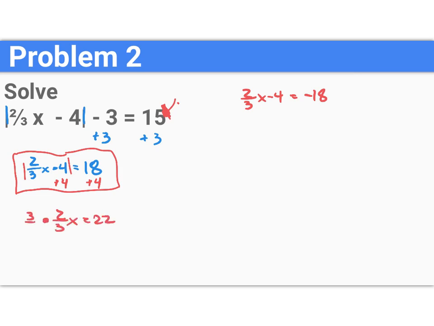So if we solve by the inverse, 2/3 x equals 22, and multiplying by 3/2, x equals 33. You stick 33 in there. 2/3 of 33 is 22, minus 4 is 18. 18 minus 3 is 15. So now we have to use the other one. We add 4 and add 4. 2/3 x equals negative 14. Multiply by 3/2, which is the inverse.